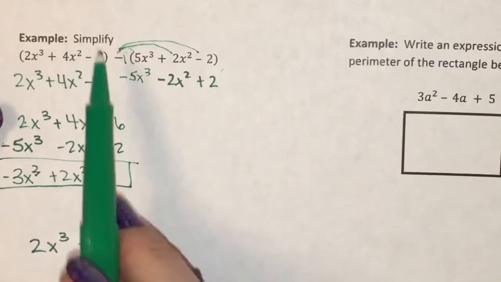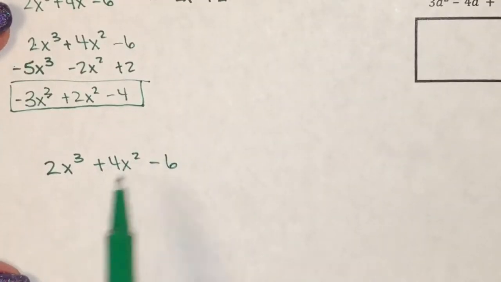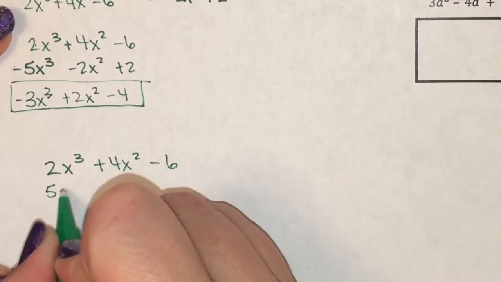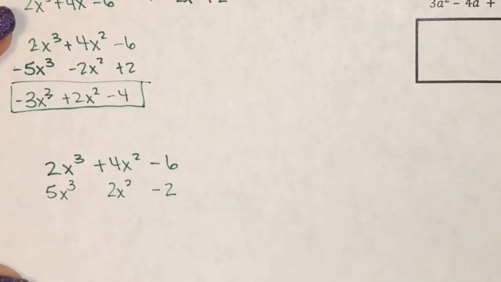Okay, now I'm not going to distribute this -1. I'm just going to rewrite what's in parentheses under these. So that 5x cubed goes here, there's a positive 2x squared, and then that's a minus 2.